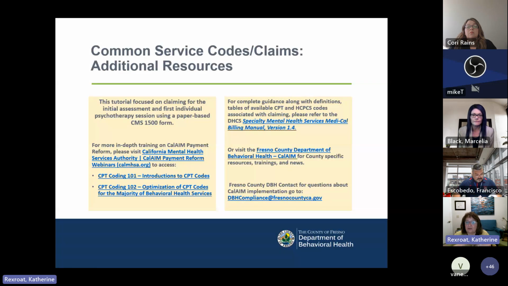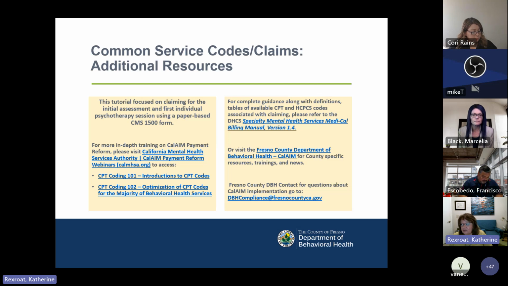Finally, this tutorial was only focused on a very limited set of services, assessment and individual therapy, using the CMS 1500 form. We do strongly encourage you, if you have not already gone to the Cal Mesa website, we recommend you still do. We are going to be focusing on the SmartCare procedural codes, but to really understand them, you do have to understand CPT coding, and you will find a great tutorial, CPT Coding 101, on the Cal Mesa website. And the CPT Coding 102. We do recommend that you take both of those trainings.